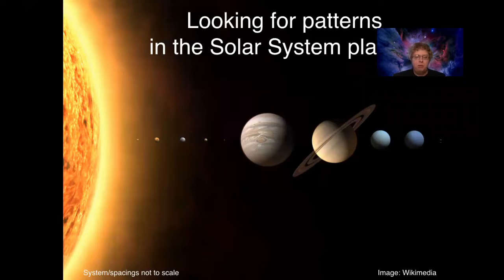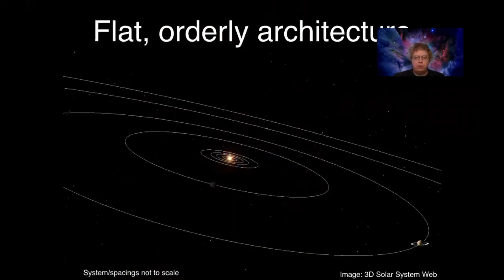So if we look at the planets in our own solar system, and astronomers have had a long time to do this, centuries in fact, we can start to look for patterns in them. And one of the most clear patterns in our solar system is the fact that all of the planets seem to orbit in a flat, orderly way. If you plot all of the orbits of the planets in our solar system and you look at the direction they go, all of the planets seem to be in roughly the same plane.